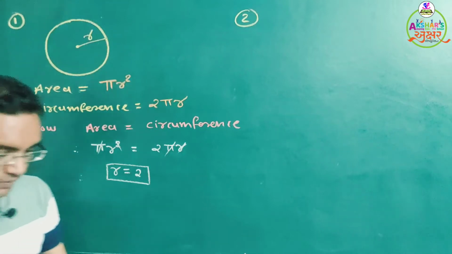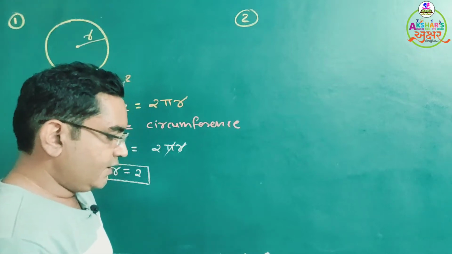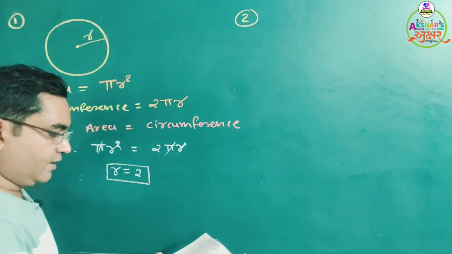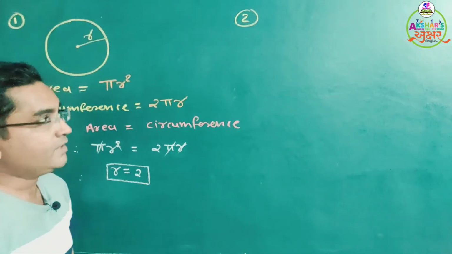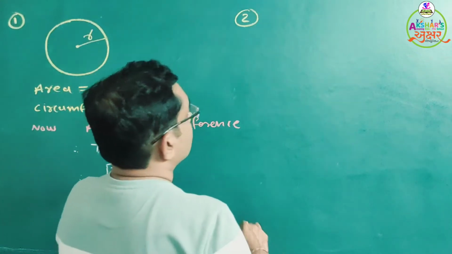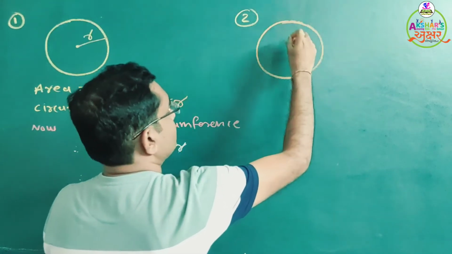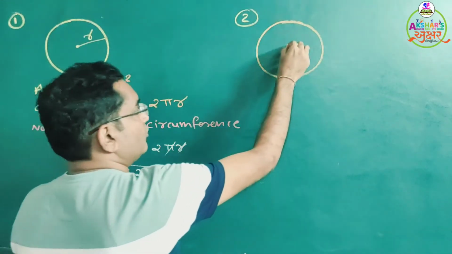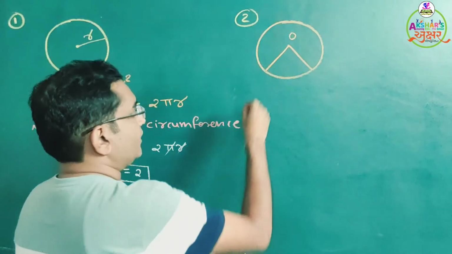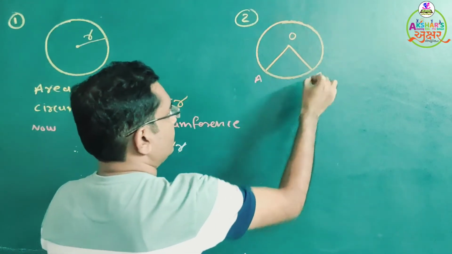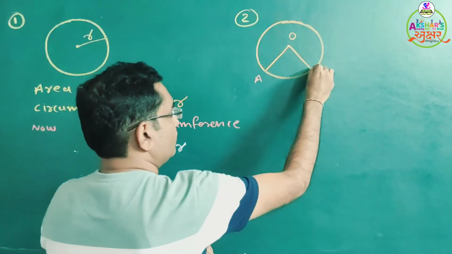The second question is: the length of an arc subtending an angle of measure 60 degrees at the center of a circle whose area is 616 is dash. You have to find the length of the arc. So let's try to do one diagram. One circle is given. Let's say this is a circle with center O and two points, point A and point B. Here we have to find the length of the arc AB.